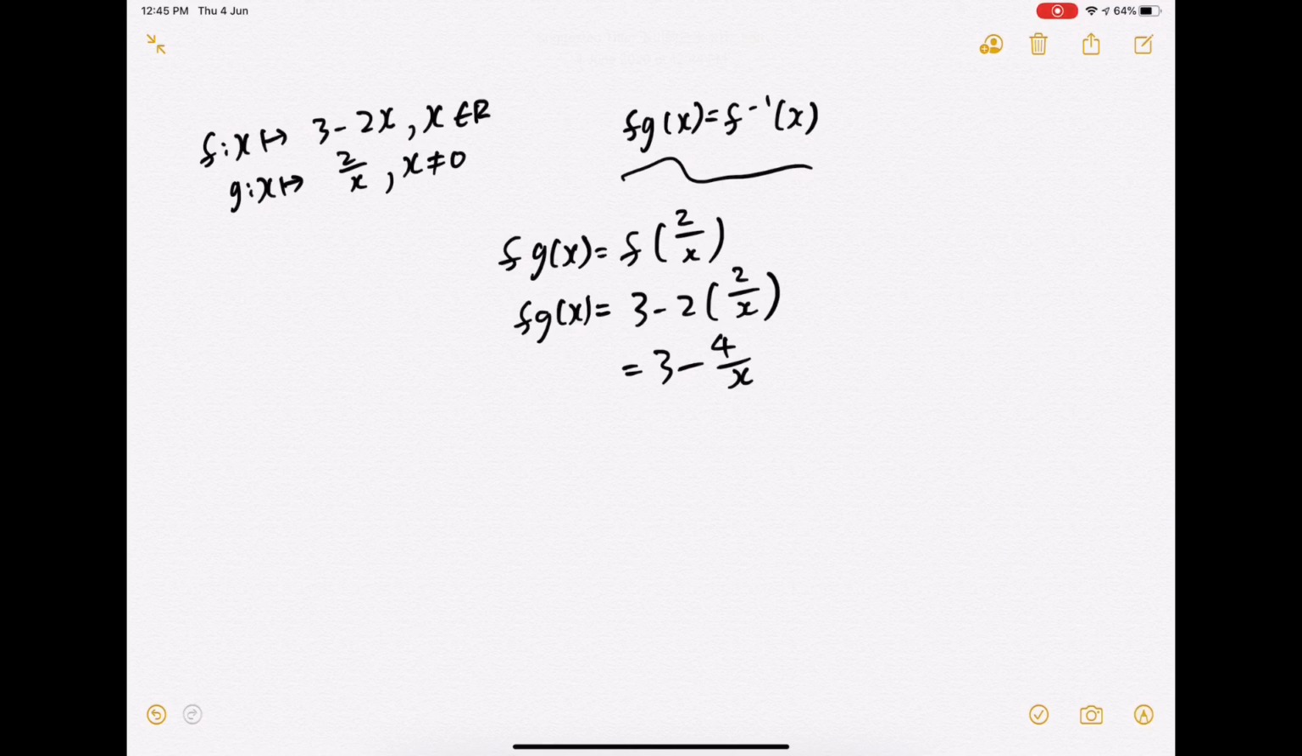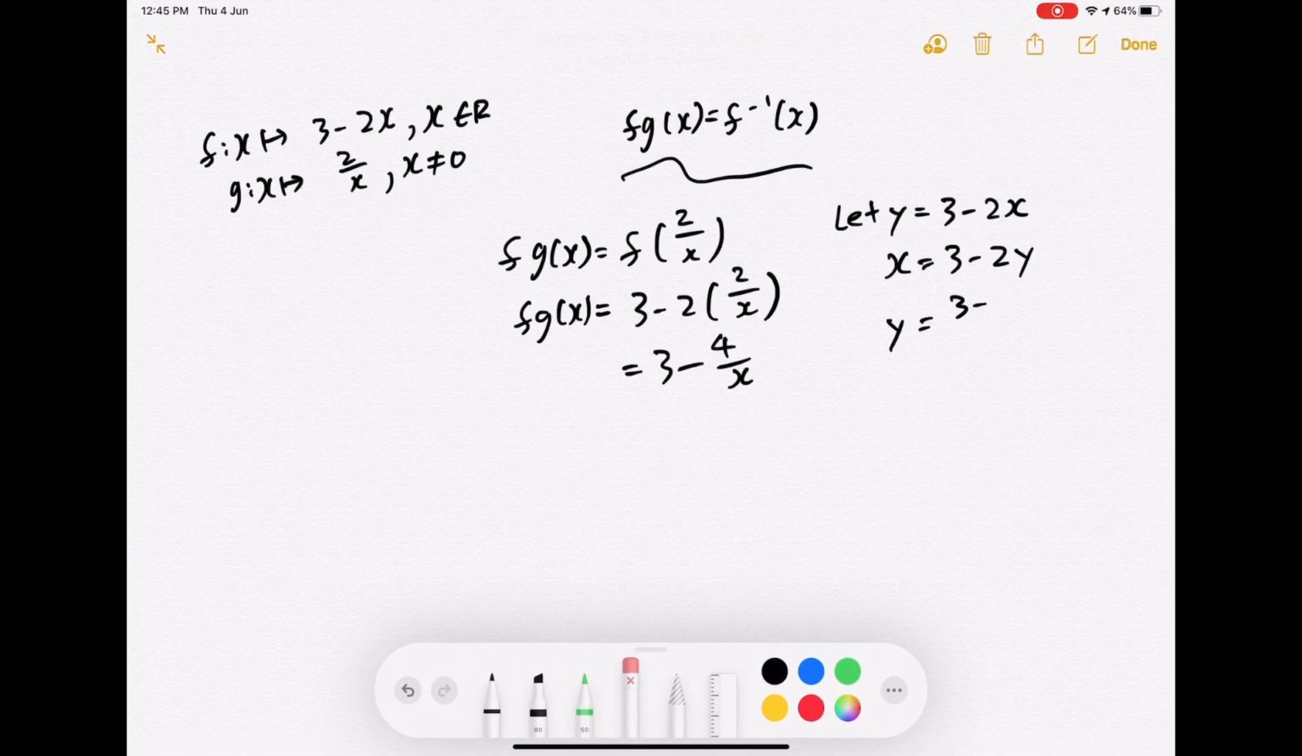Now we're going to find the equation of f inverse. So do the same thing. We're going to let y equal 3 minus 2x. And then we're going to inverse everything, and then we're going to make y the subject. So making y the subject, this will be 3 minus x over 2. Okay, once you get this, you can write down the domain if you want to.